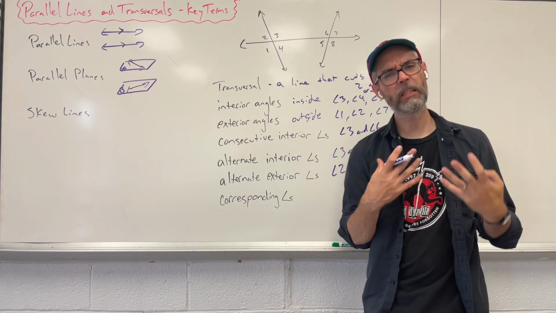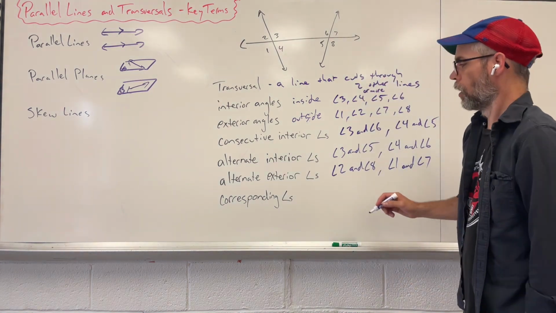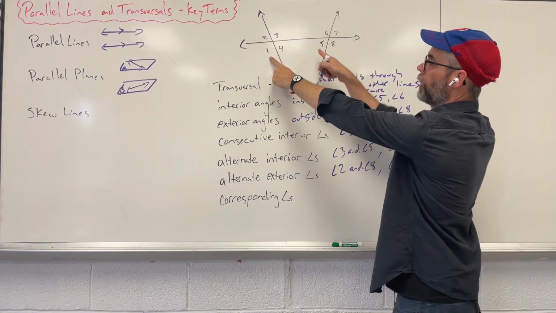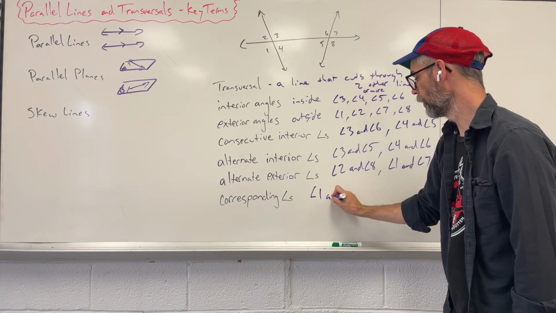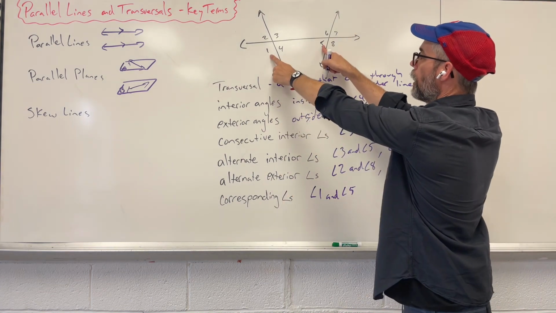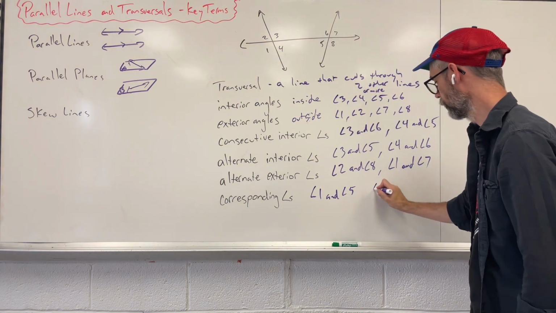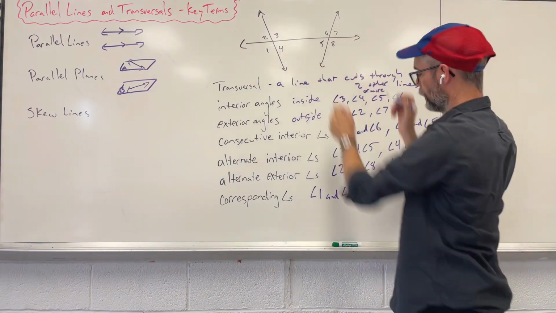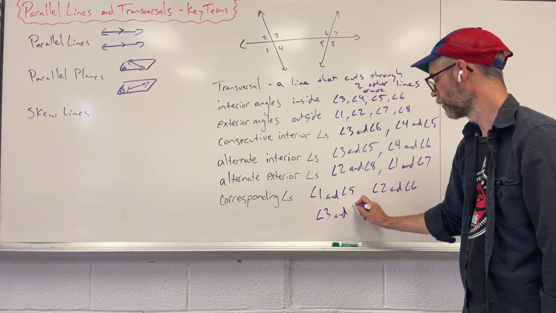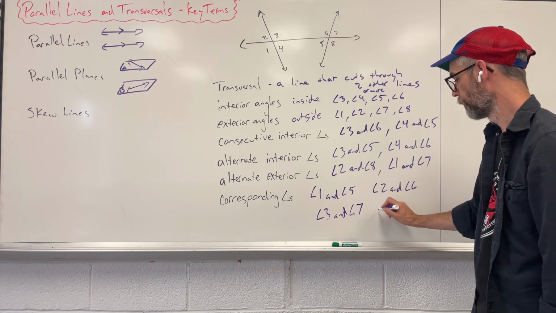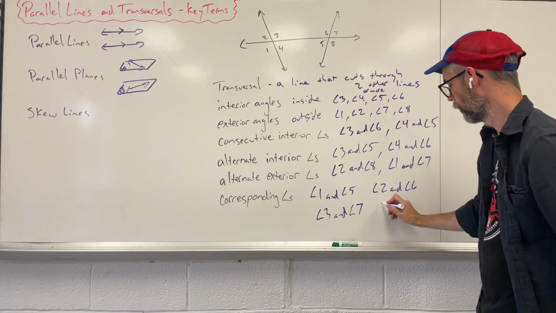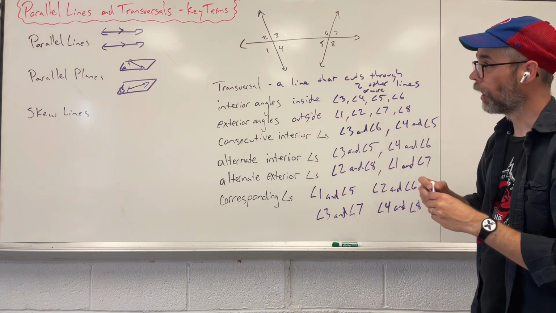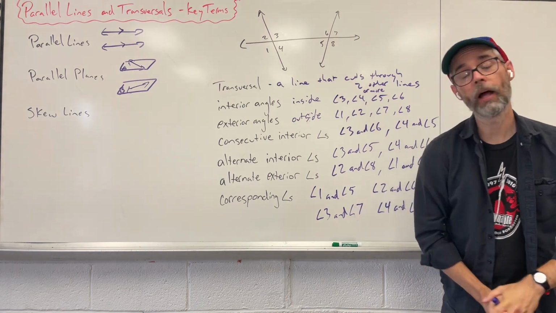And last, we have something called corresponding angles. Corresponding angles are something that's just in similar spots. So we have 4 different pairs. What's in a similar spot to angle 1? Angle 5. Angle 1 and angle 5. Angle 2, angle 6. Angle 2 and angle 6. Angle 3 and 7. And then leaving us 4 and 8. So angles that are in similar spots. And that is the key terms that go along with parallel lines and transversals.